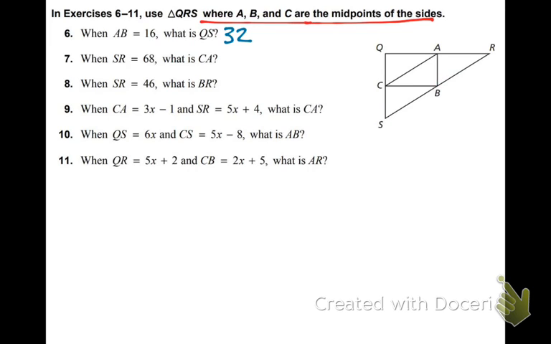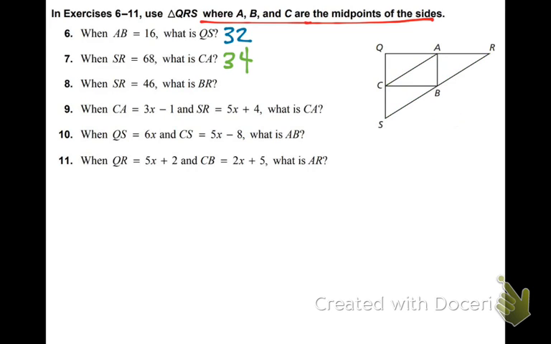The second, what letters did it give me? SR, which is right here. This is not a median. Medians connect midpoints. This is the outside of the triangle. All right, so SR and CA. CA is the median. So SR is 68. That means the median is going to be half of this. What is half? 34.